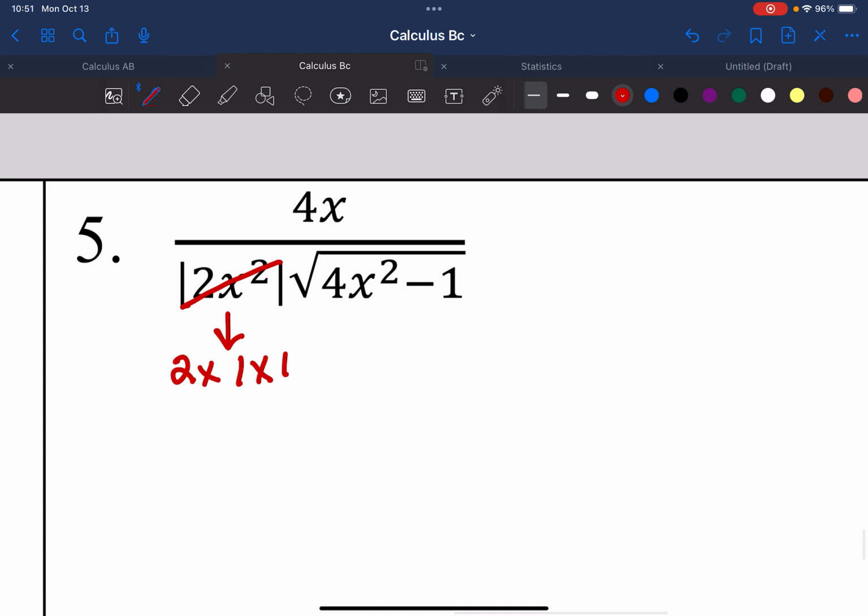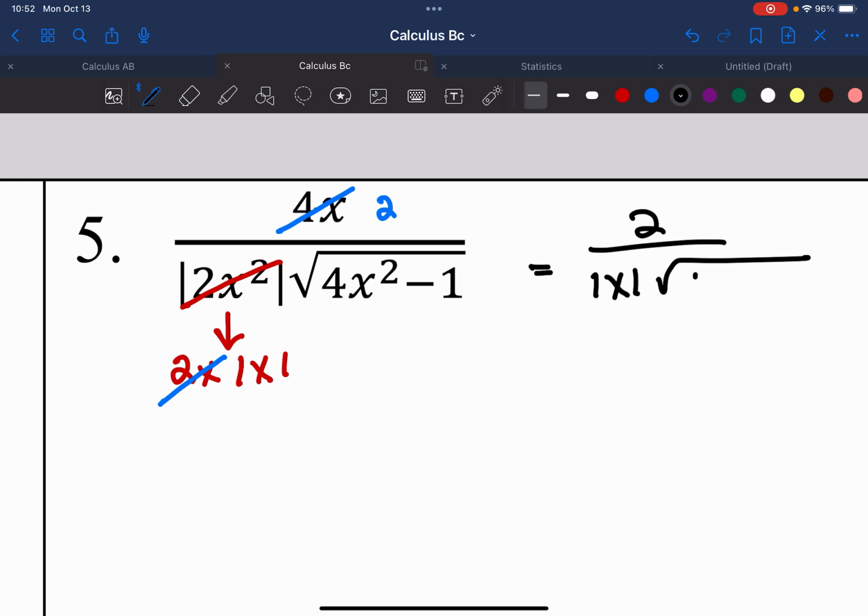Okay, when we do that, we could cancel out this 2x with this 4x and we'd be left with 2, which means we now have 2 over the absolute value of x times the square root of 4x squared minus 1.